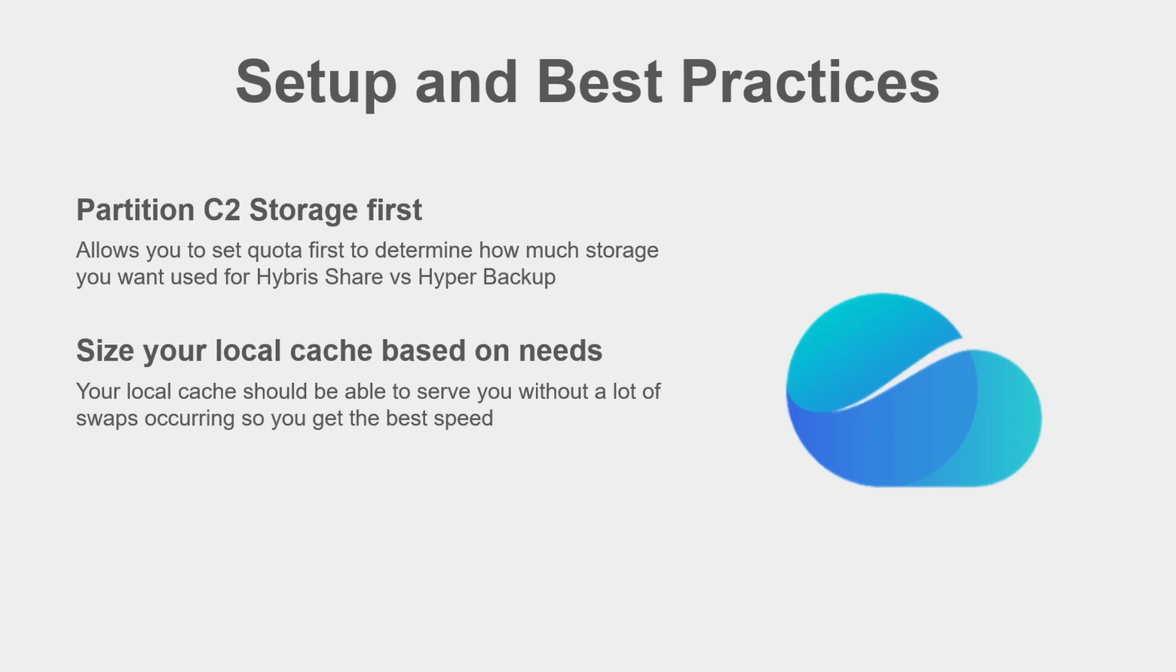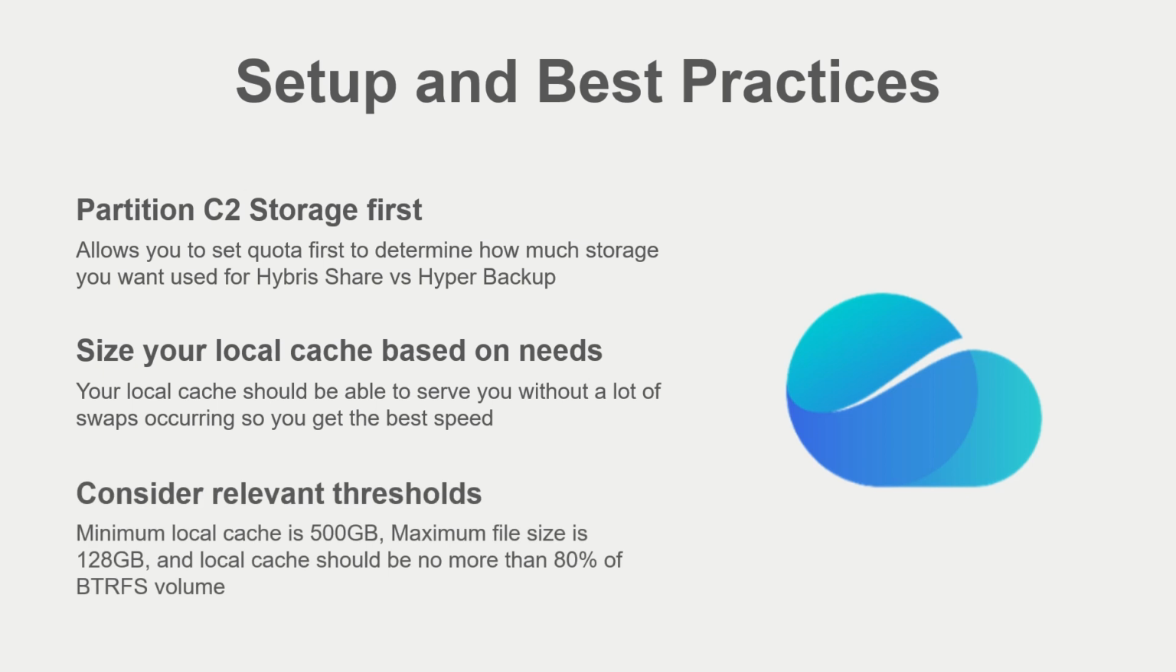You then want to consider some relevant thresholds with hybrid share. For example, the minimum local cache is 500 gigabytes, so you need to be able to accommodate that. On top of that, the maximum file upload is 128 gigabytes, and your local cache shouldn't be more than 80% of your BTRFS volume. The reason being is if you dumped a lot of data into your local cache of your hybrid share folder, it can actually occupy a little bit more of your BTRFS volume, so it can't actually finish the upload to C2. So you need to have a little bit of wiggle room so it can actually finish that operation.